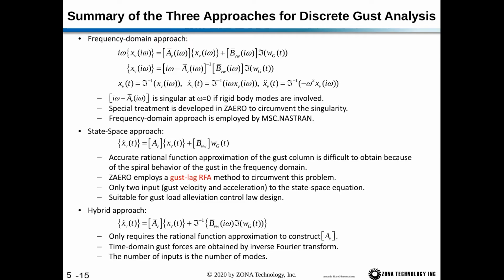And then lastly, we have the hybrid approach. This only requires rational function approximation to construct A bar v. The time domain gust forces are obtained by the inverse Fourier transform, and the number of inputs is the number of modes.